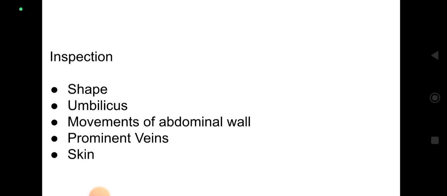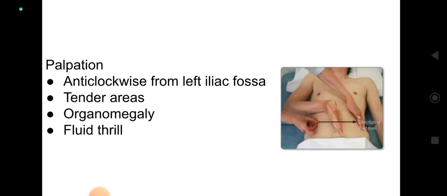Skin of the abdomen is shiny or smooth in marked distension. Purple striae can be seen in Cushing syndrome. Pink or white linear marks are produced by cross stretching of abdomen as in ascites and pregnancy. After inspection, we do palpation, which begins anticlockwise from left iliac fossa. During palpation, we see for tender areas, organomegaly, and fluid thrill. Fluid thrill detects the presence of free fluid in the abdomen.